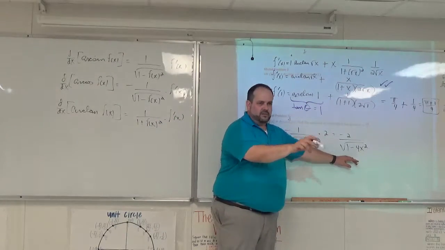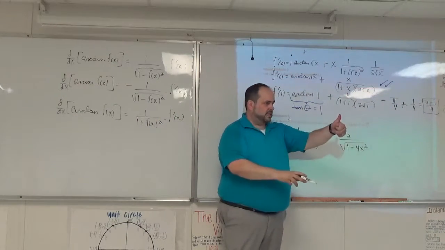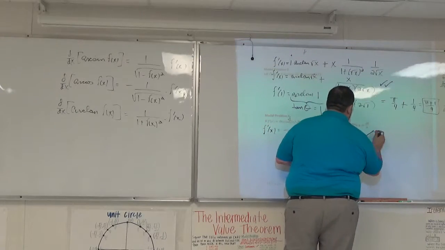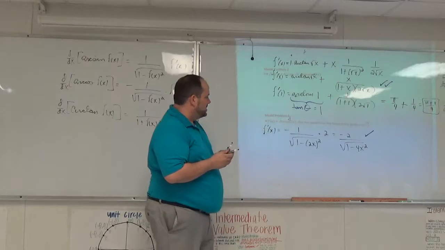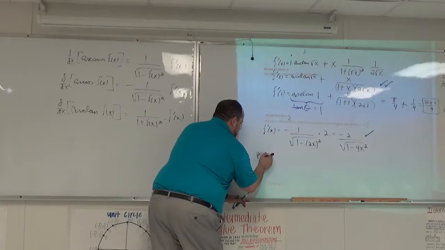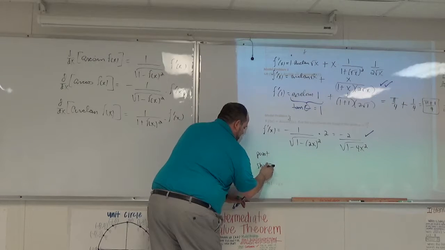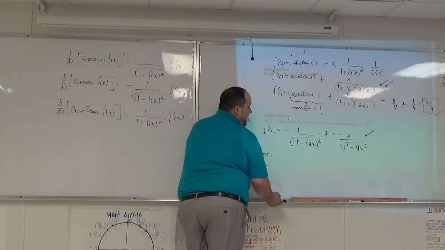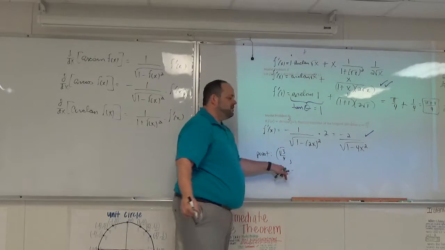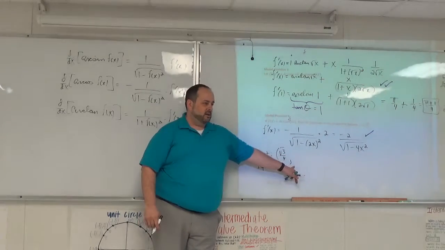Quick show of hands, derivative. How are we doing? We got this? Good. All right, now I want the equation of the tangent line, which means I need a point and I need the slope. The point, I can tell you for sure the coordinates are square root of 3 over 4. Now I need the y value.